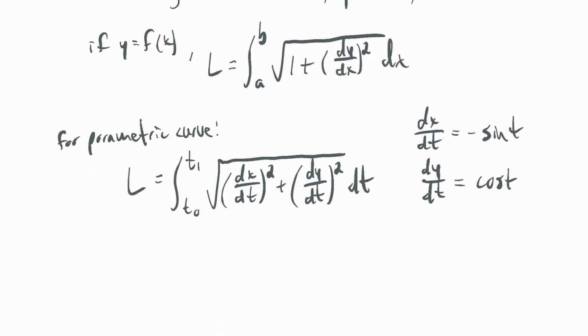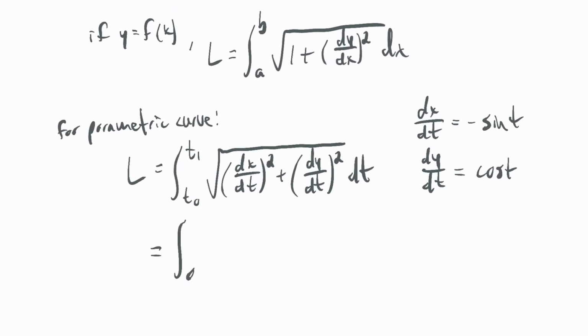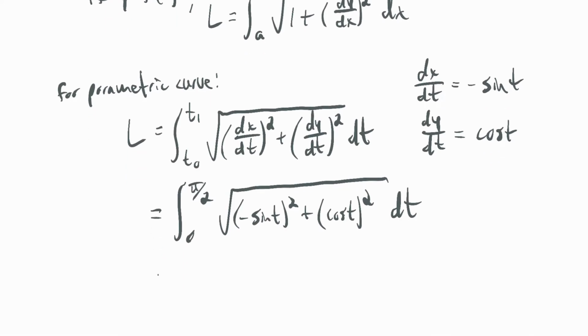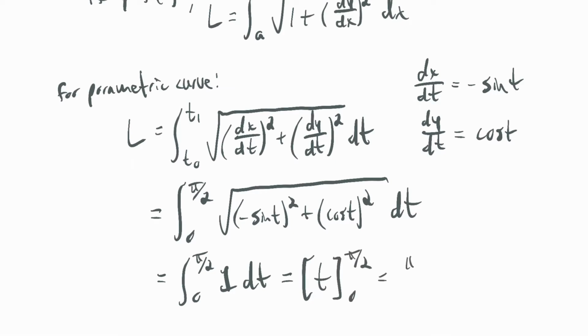So we're going to get the integral from 0 to pi over 2 of the square root of negative sine t squared plus cosine t squared dt. Now you might recognize, oh, this is just 1, right? Sine squared plus cosine squared is 1. So we have the integral from 0 to pi over 2 of 1 dt. So this will be t evaluated at 0 and pi over 2, which will be pi over 2 minus 0, which is, of course, pi over 2.